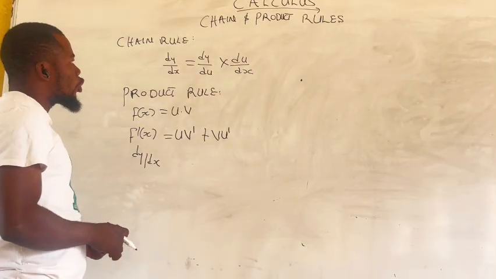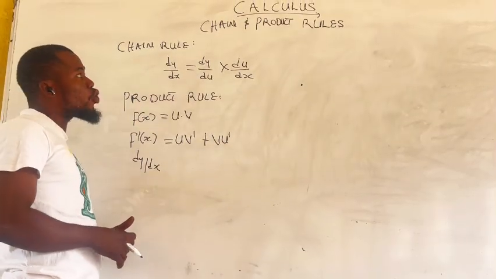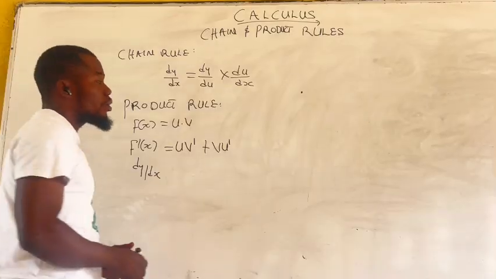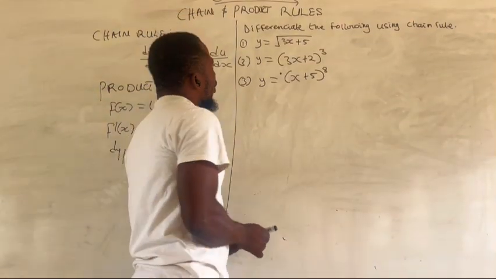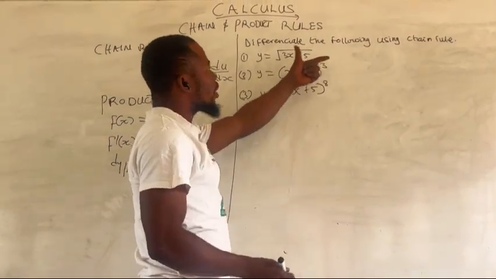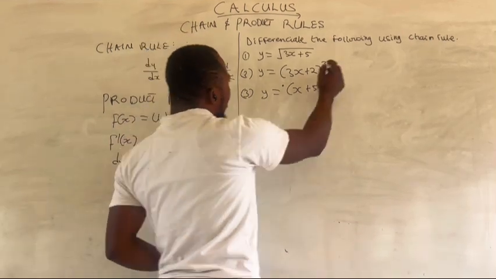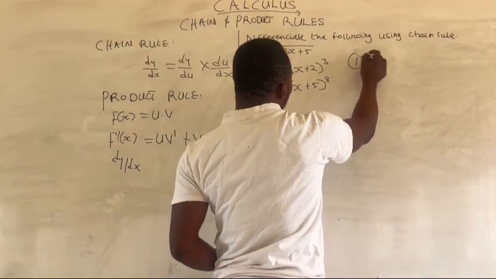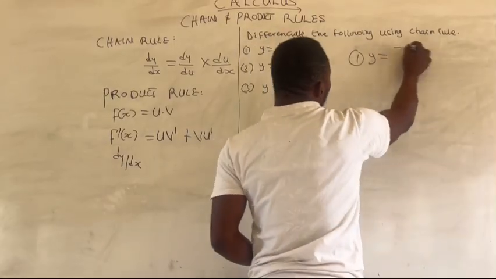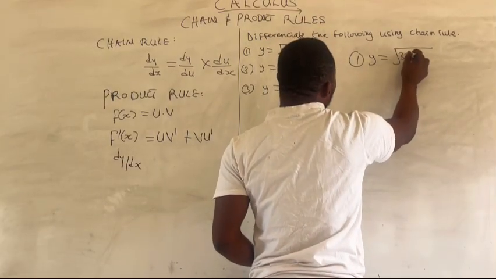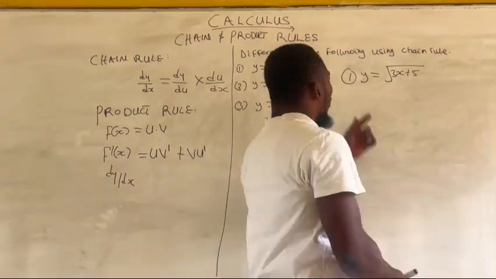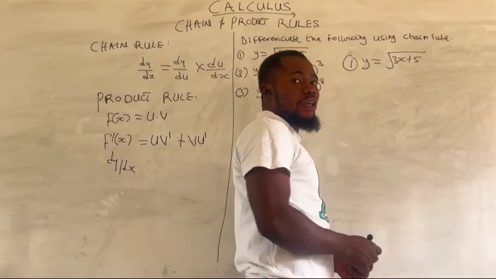Now let's solve some questions under chain rule as well as product rule. The question says differentiate the following using chain rule. Our first question, question 1, says y equals the root of 3x plus 5.